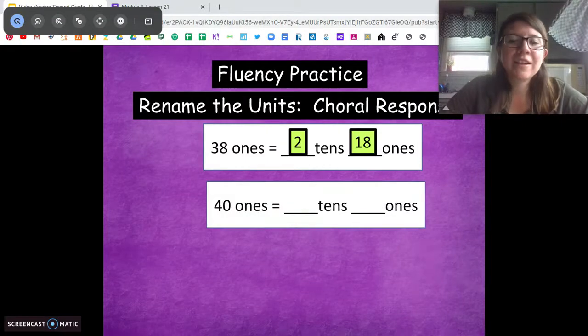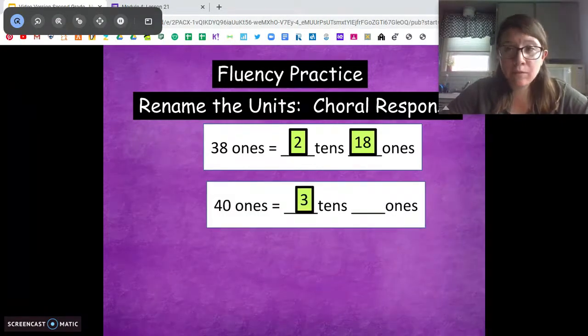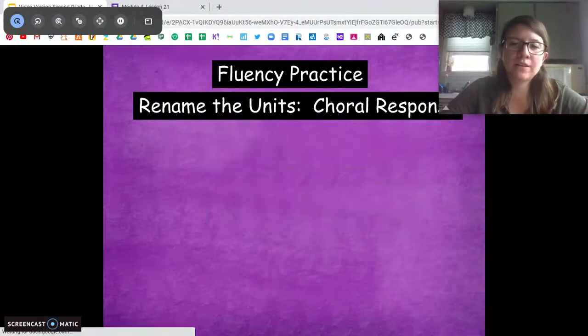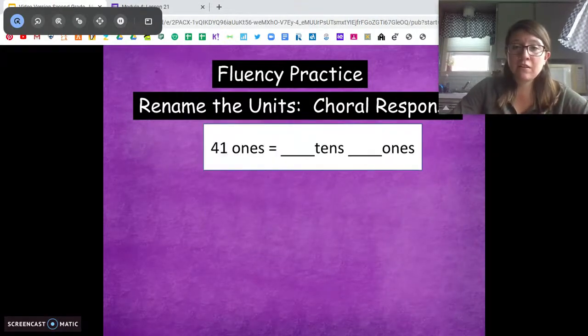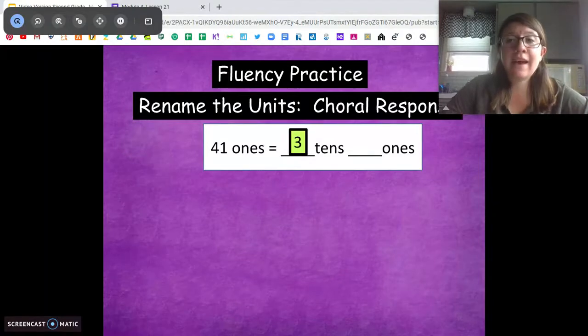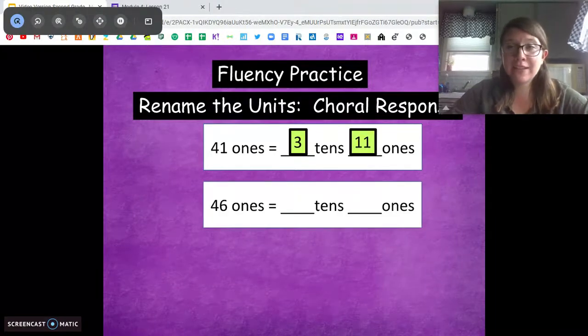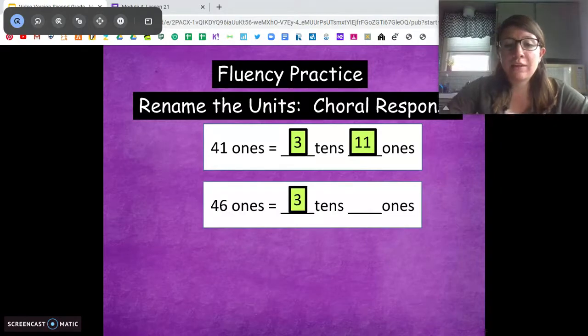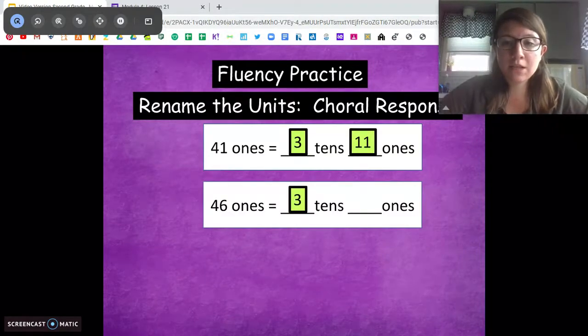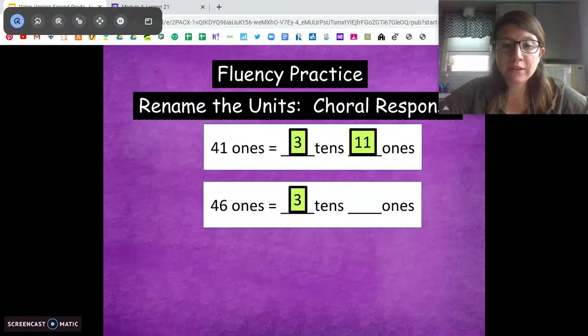Awesome, 18 ones. Now I'm going to give you 3 tens for 40 ones. How many more ones do we need? You got it. Good, 10 ones. Now I have 41 ones. Use the same information here. I'm giving you 3 tens. How many ones do we need to add? Good, 11 ones. Same idea. Use the information from the last one to help you. I'm going to give you 3 tens again. How many ones? For 46 ones.